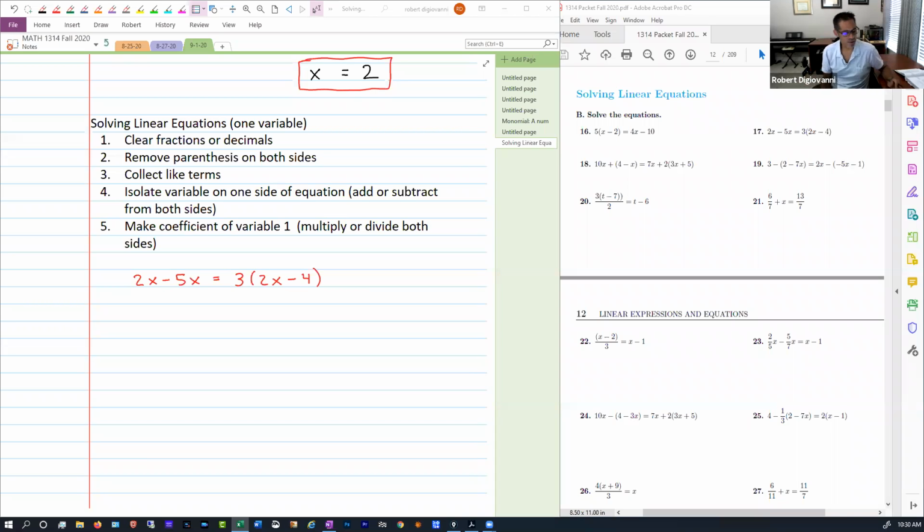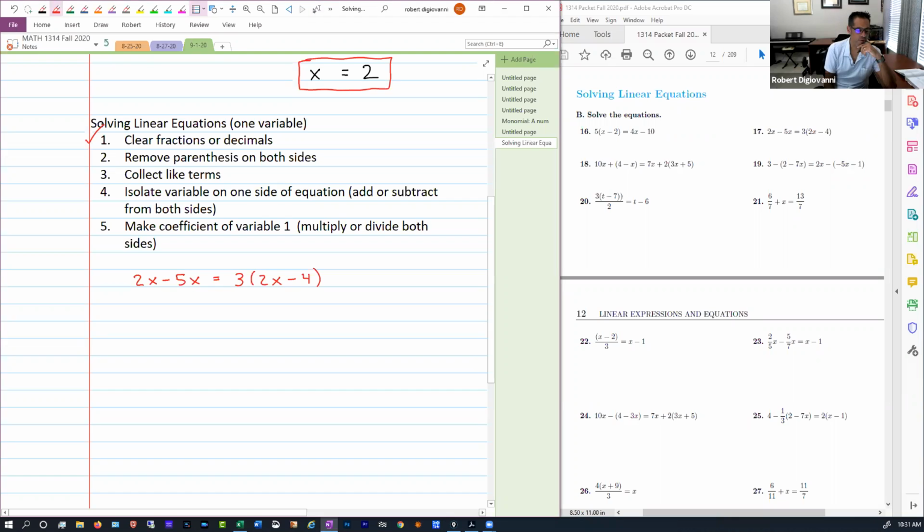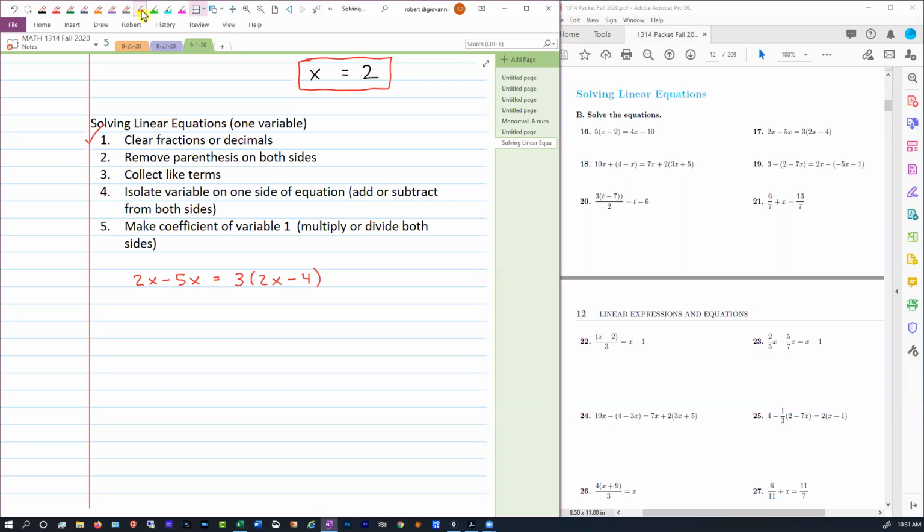Sure. Okay, so step 1, clear fractions or decimals. Do you see any fractions or decimals? No, sir. Okay, good, so we can check that off. How about removing parentheses on both sides? There's a parenthesis on the other side. Okay, so how do we get rid of that parenthesis? We haven't really discussed this before. You can take the 3 and sort of implement it into the parentheses. Yes, very good. So what we're doing technically is called distributing.